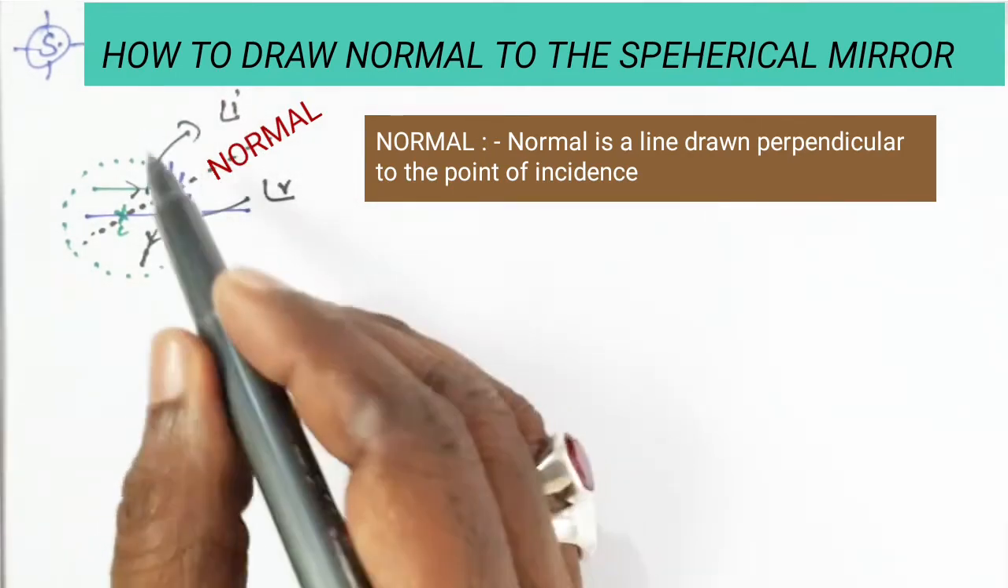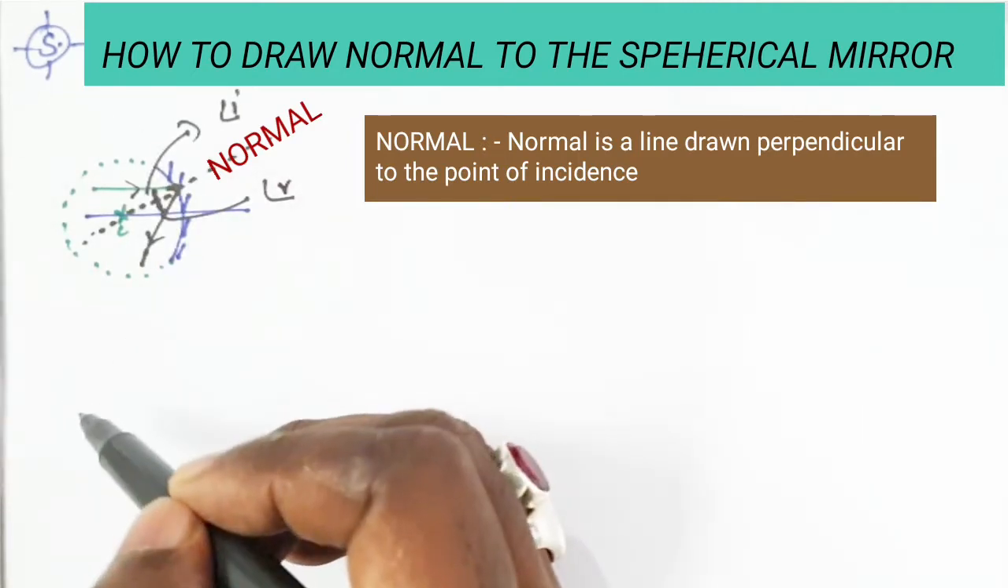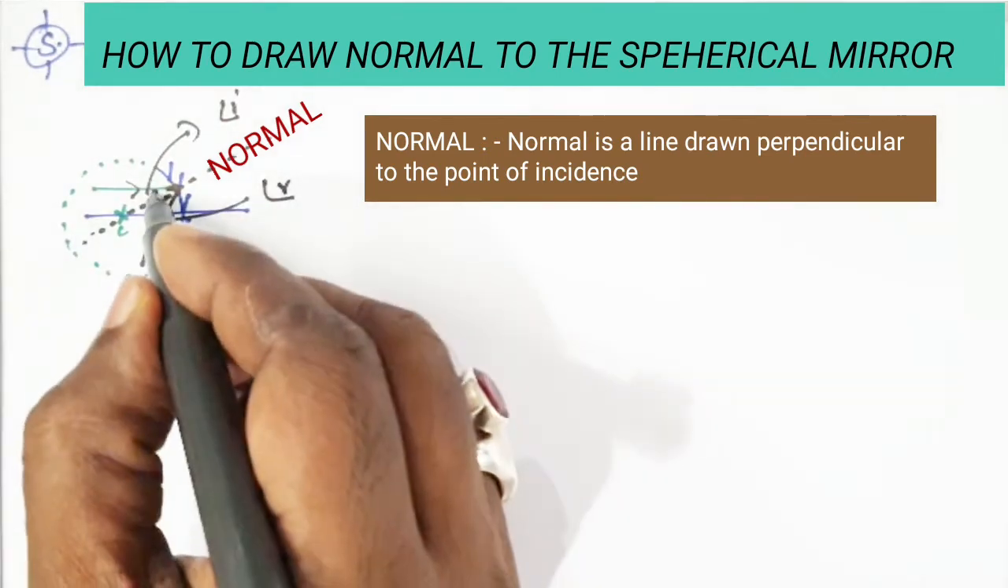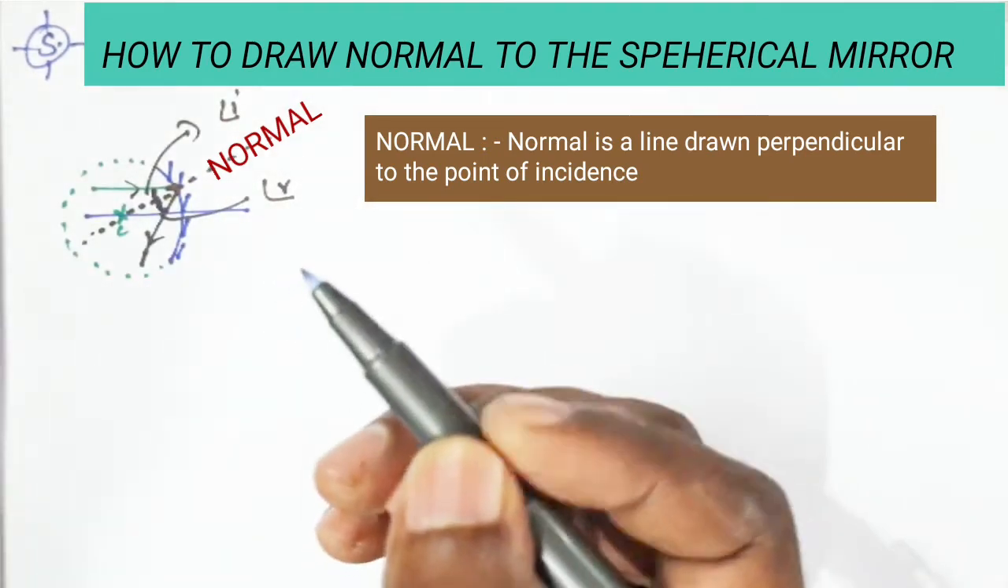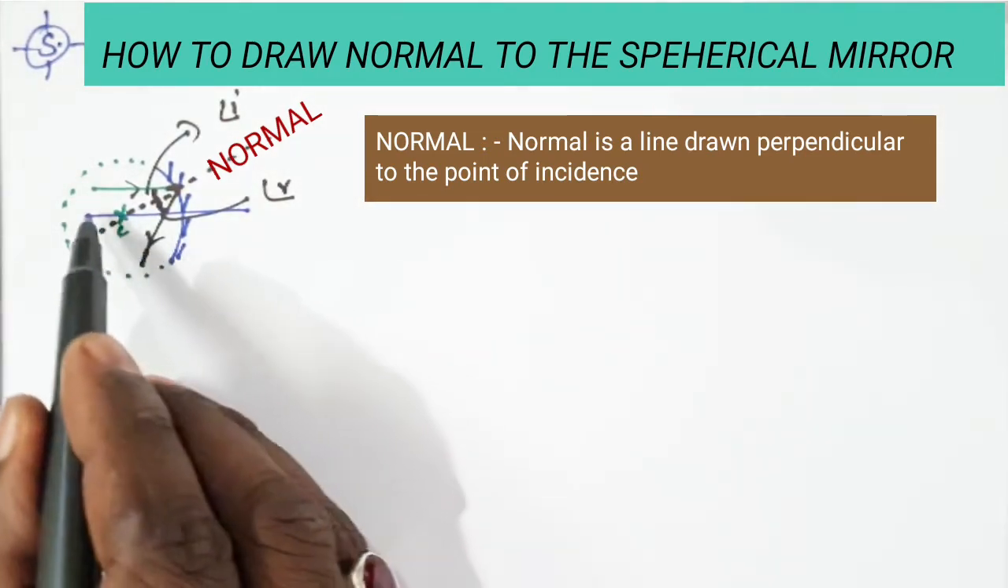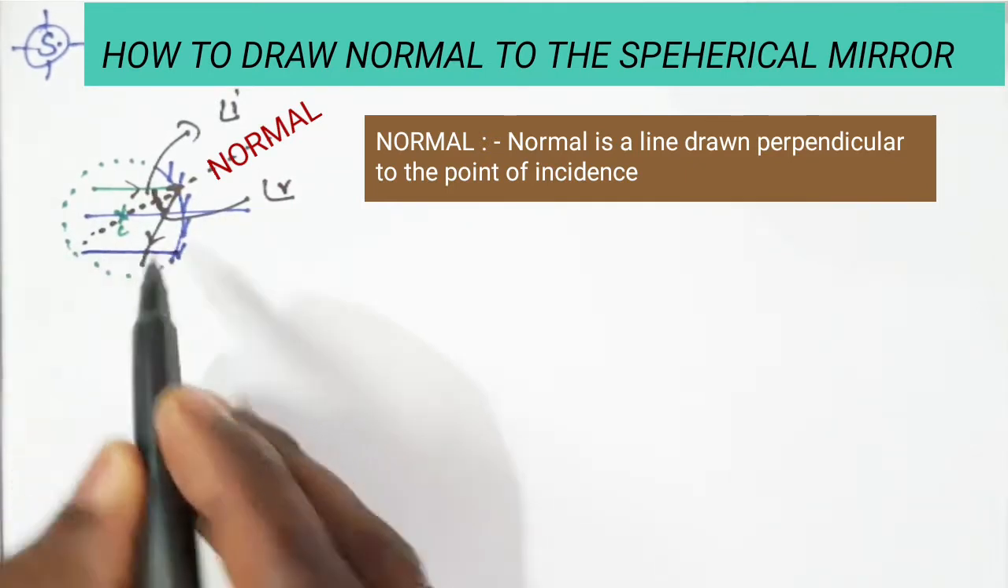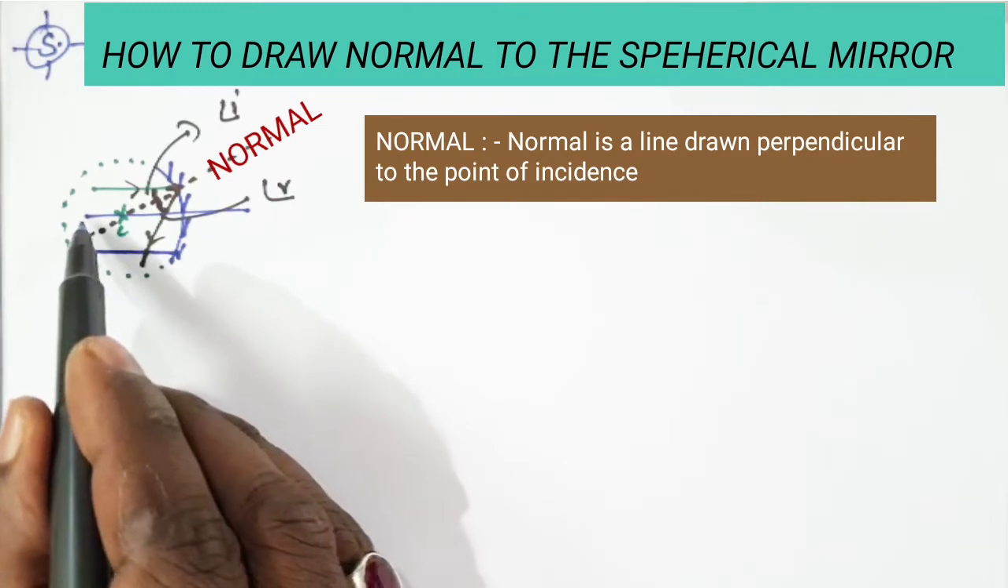Why? Because it is a mirror, in which reflection takes place. That means the angle of incidence must equal the angle of reflection. In that condition, these rays travel along this path. Suppose here I am taking one more ray. This is also parallel to the principal axis.